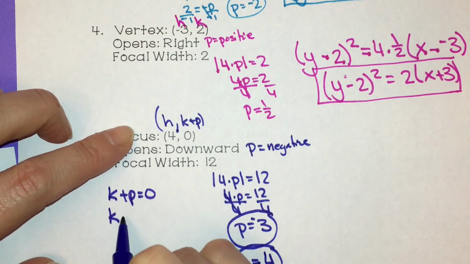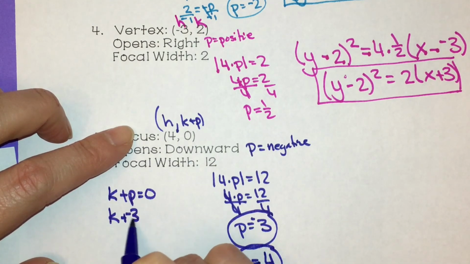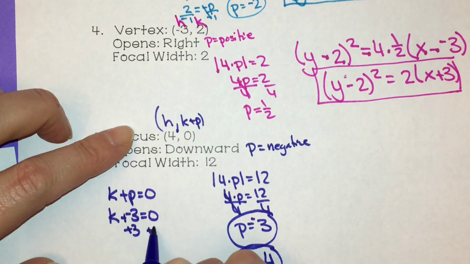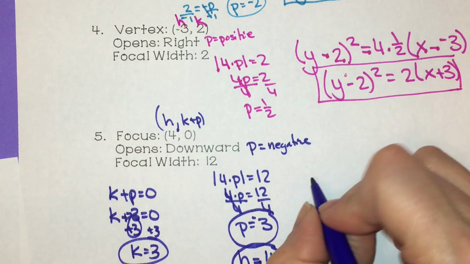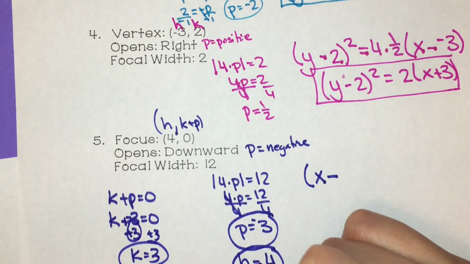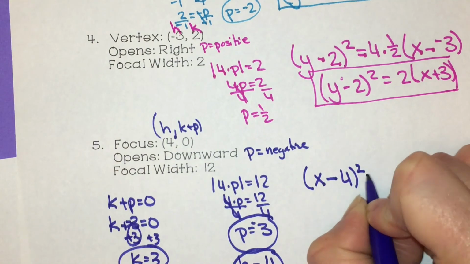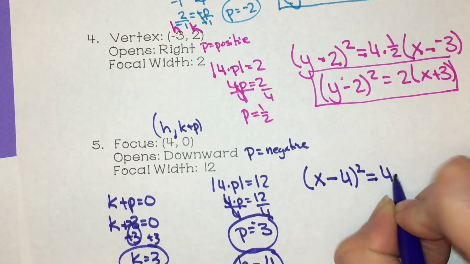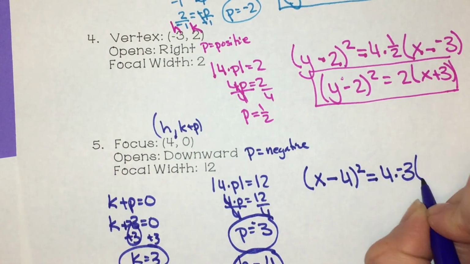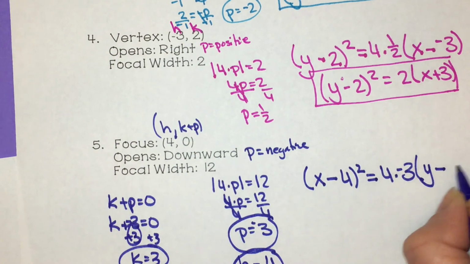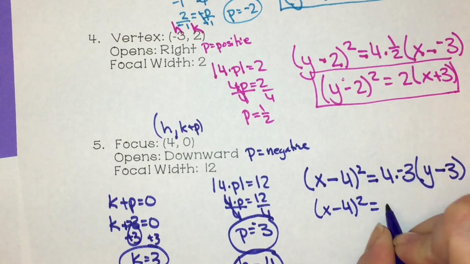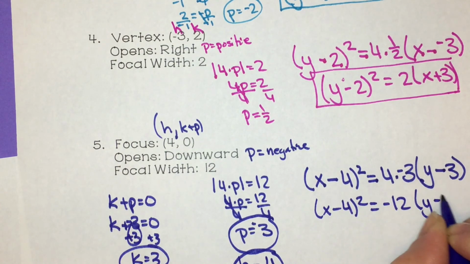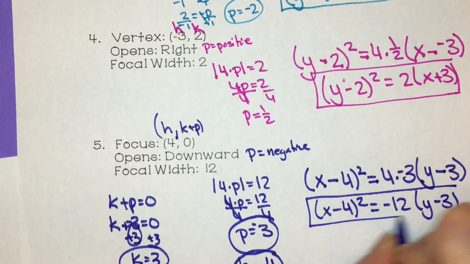But p is negative 3. So k plus negative 3 equals 0. Add 3 to both sides, and k equals 3. So I use the (x minus h) squared form. So I have (x minus h, which is 4) squared equals 4 times p, which is negative 3, multiplied by (y minus k, which is 3). So we get (x minus 4) squared equals negative 12 times (y minus 3). All right.